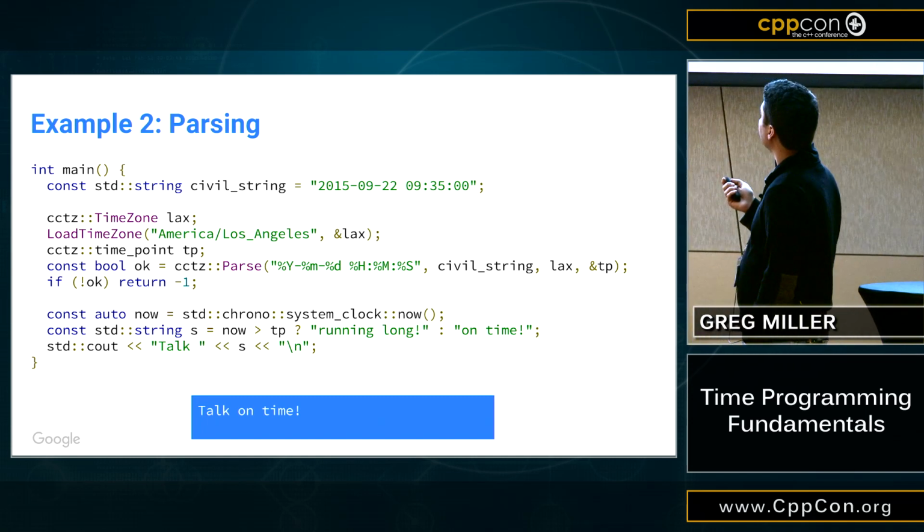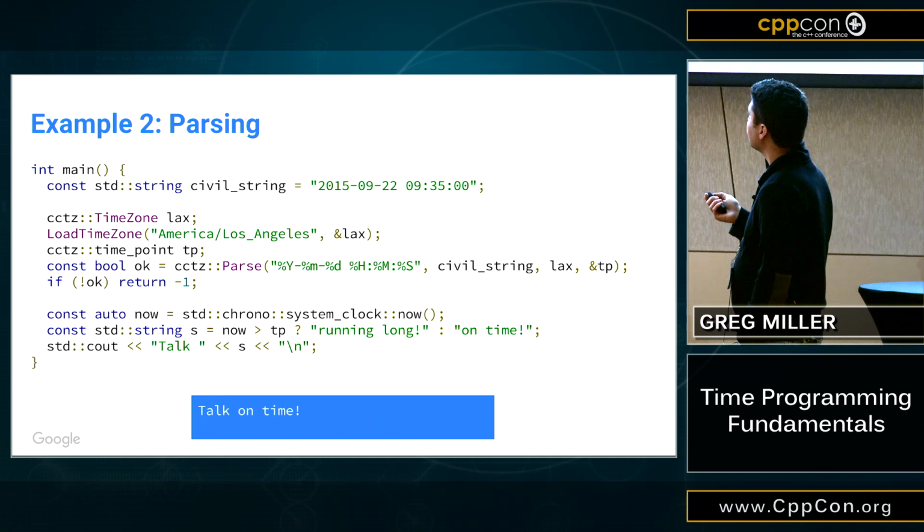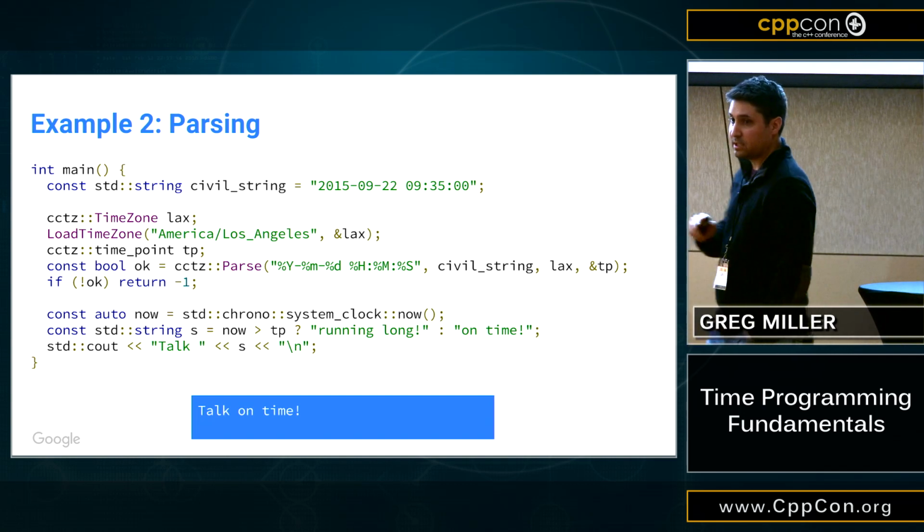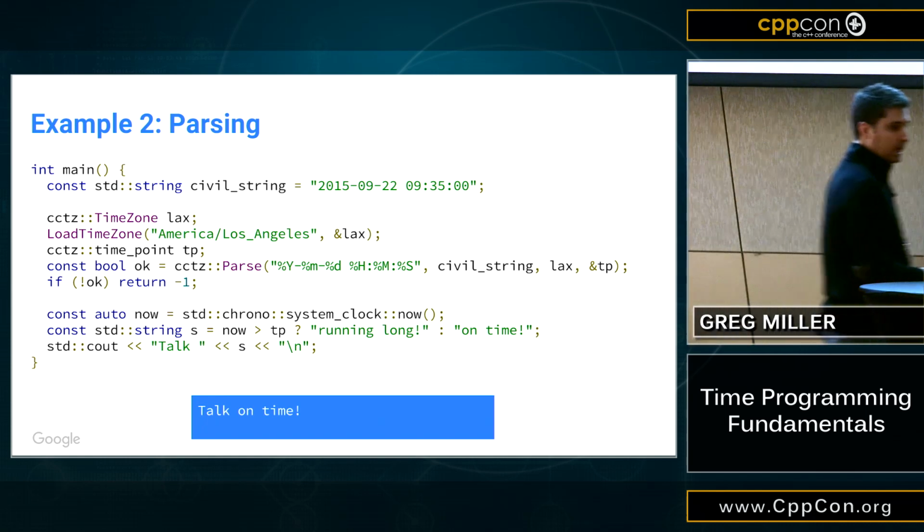And then down here, this isn't really about parsing, but I'm just going to call std::chrono system clock now to get the current time. And I'm going to see if now is after this time I parsed, then this talk is running long. Otherwise, it's on time. And when I ran this many days ago, I was definitely on time. I don't know where I am now.